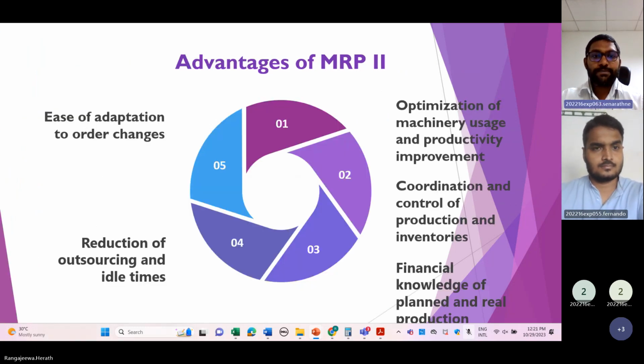As the last part, we can have some advantages of MRP2. This is an easy adaptation to the audit changes, and a reduction of outsourcing and idle times, because we consider the labor and machinery capacity planning in this manufacturing resource planning software. MRP2 software optimizes the machinery usage and productivity improvement, and it helps with the coordination and control of the production and inventories. And at last, we can say it enhances the financial knowledge of plan and real production.